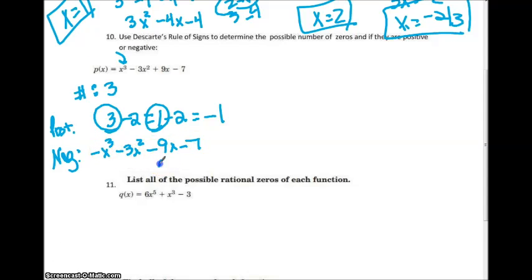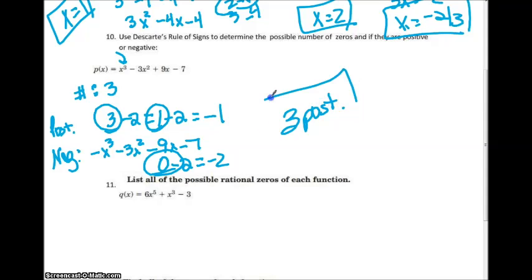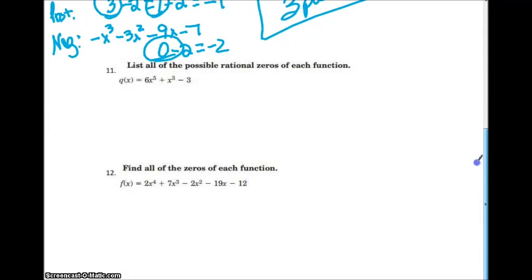If you look at that, there are 0 sign changes. 0 minus 2 is negative 2. So there are going to be 0 negative. So there are 3 zeros, and they are all 3. So you're going to have 3 positive zeros.